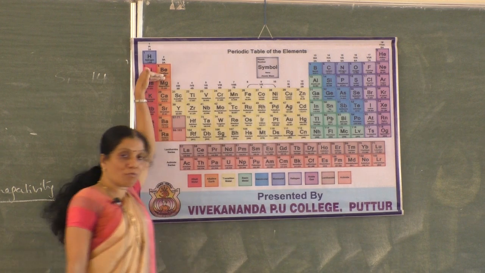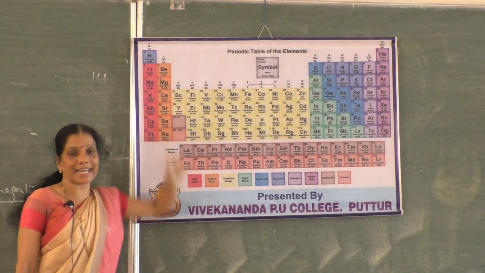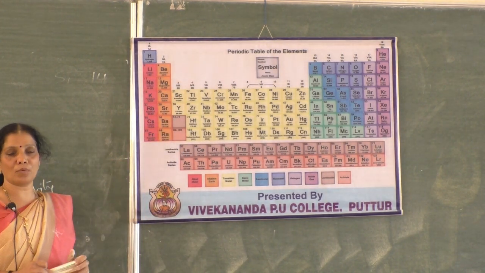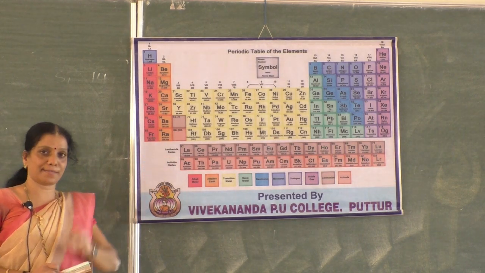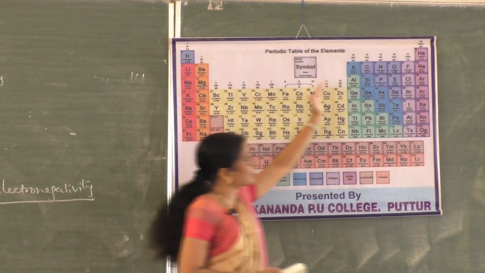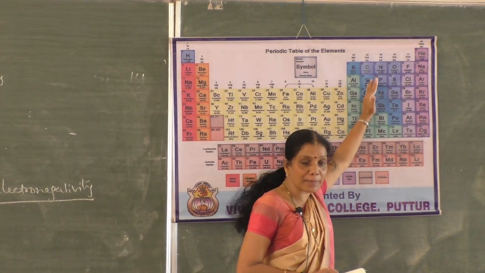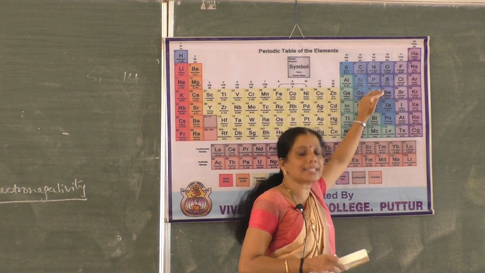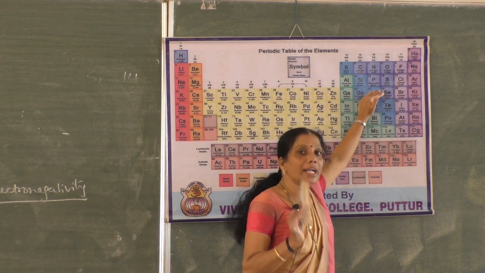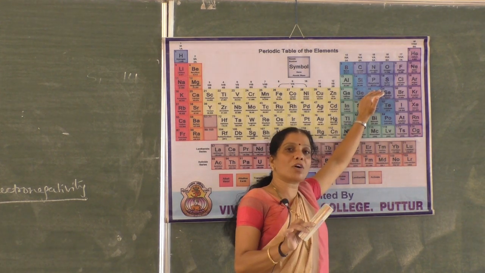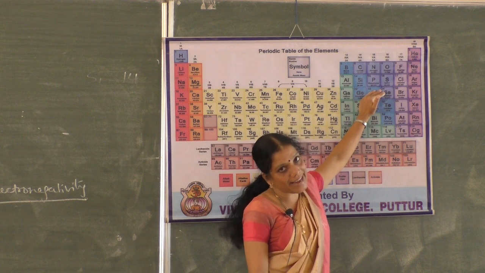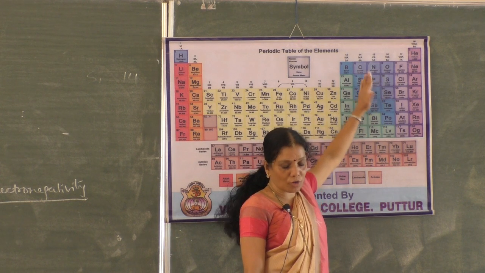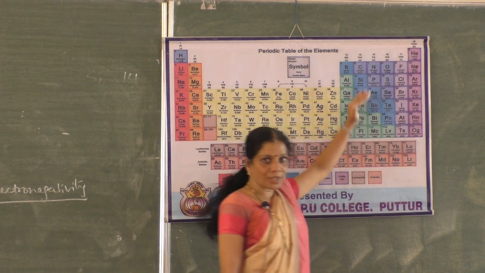Therefore, as we move from left to right, metallic property, what happens? Decreases. We can see non-metals towards the right side. Metallic property decreases. Why does this metallic property decrease? It is only because of the atomic size. It is only because of the nuclear force of attraction. I hope the concept will be very clear for you.